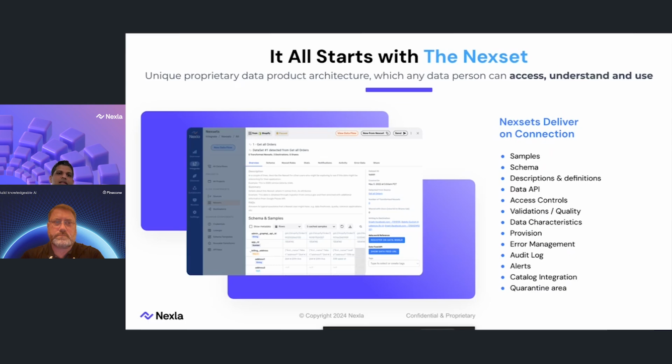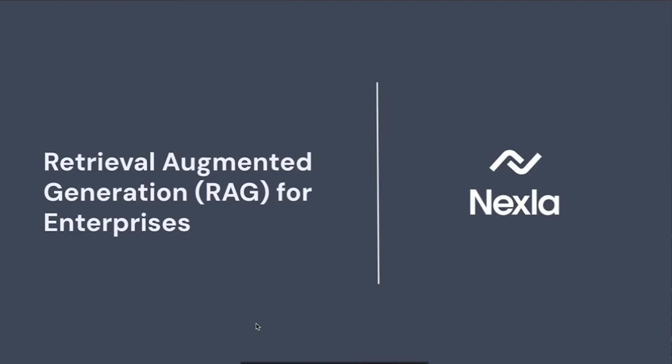As soon as you connect your data in our platform, you're working with Nexsets, which in addition to your raw data also allows you all of these other goodies: samples, schemas, things around data characteristics, things around data monitoring, as well as error management, which play a critical role in our mission of ready-to-use data. And we'll also talk about how Nexsets help with RAG just in a bit. Next, we're going to talk about retrieval augmented generation for enterprises.